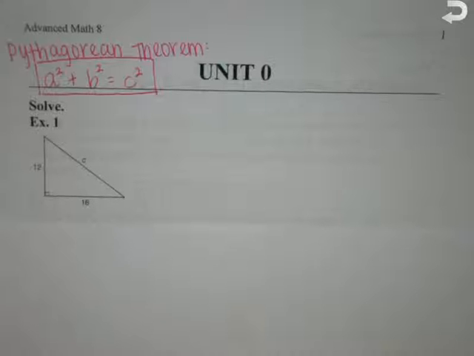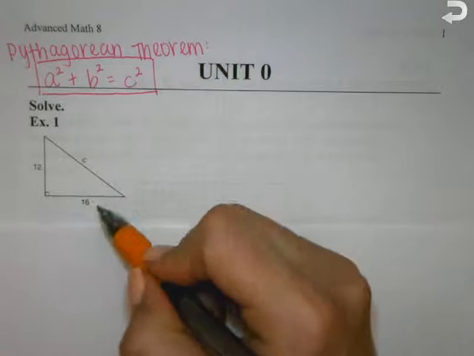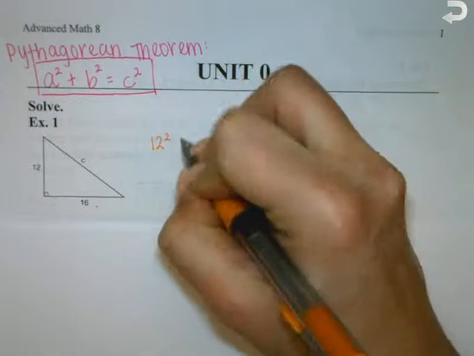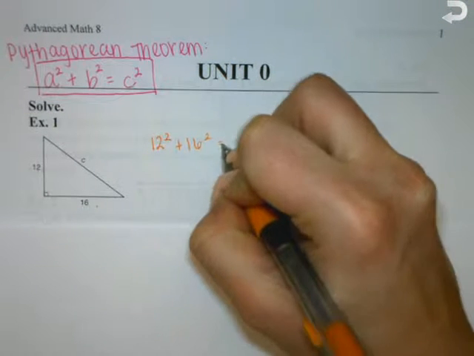So here is example 1. I give you a triangle. One leg is 12, one leg is 16, and the hypotenuse is C. Okay, so we have legs of 12 and 16, so that's our A and our B. So to set this up, we're going to write 12 squared plus 16 squared equals C squared.